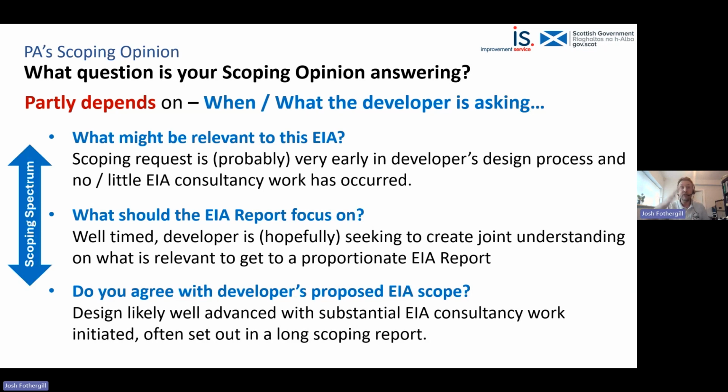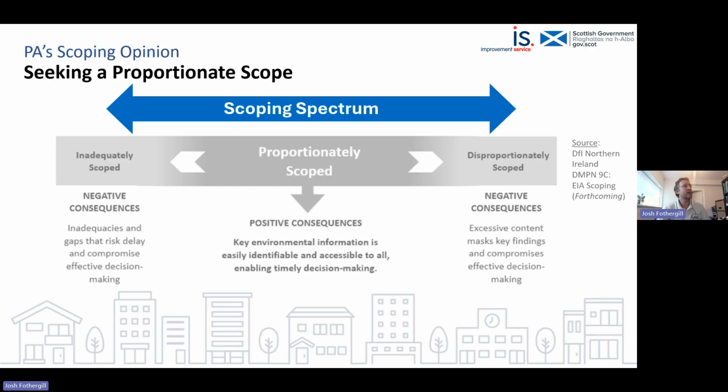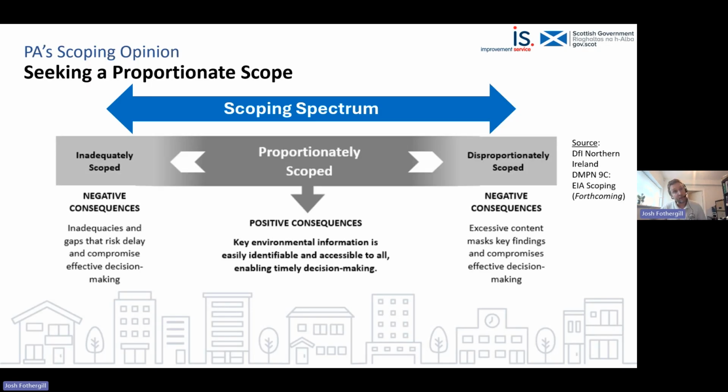But effectively, there is a scoping spectrum of what might be being asked. And I guess quite early on, when you read through the documentation, you need to be getting a bit of a concept as to where you sit within that. And if we think about that proportionate EIA, the proportionate scope, the effective EIA report we want to see with the application, how this scoping spectrum links to that, we're bringing this diagram that hopefully will be in a future document from the Northern Irish government in terms of EIA and scoping guidance, but it is still forthcoming.